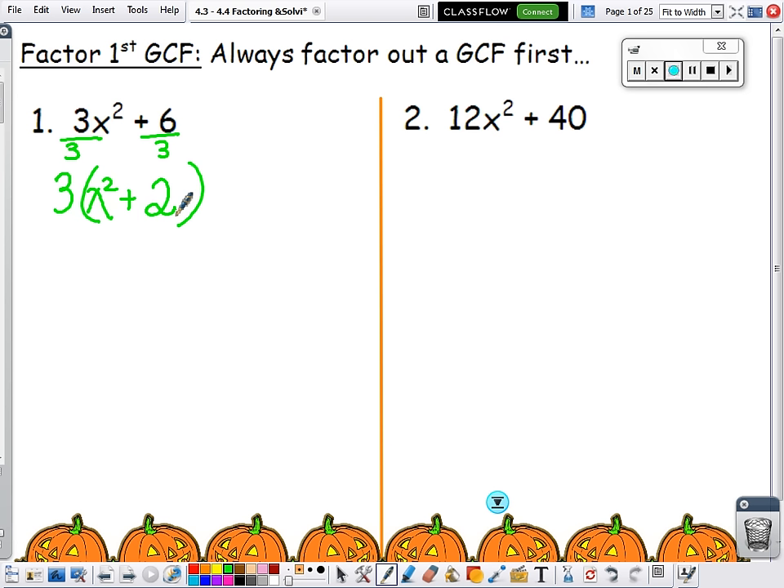For number 2, we have 12x squared plus 40. We have to think of 12 and 40. What is the greatest common factor that we can pull out of 12 and 40? Okay, that would be 4. And we're left with 3x squared plus 10. And since 3 and 10 have nothing in common, we cannot pull anything else out.